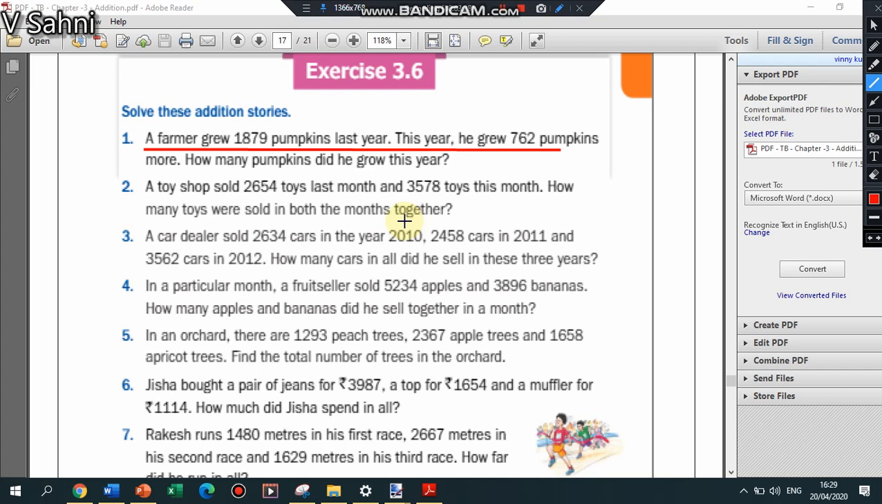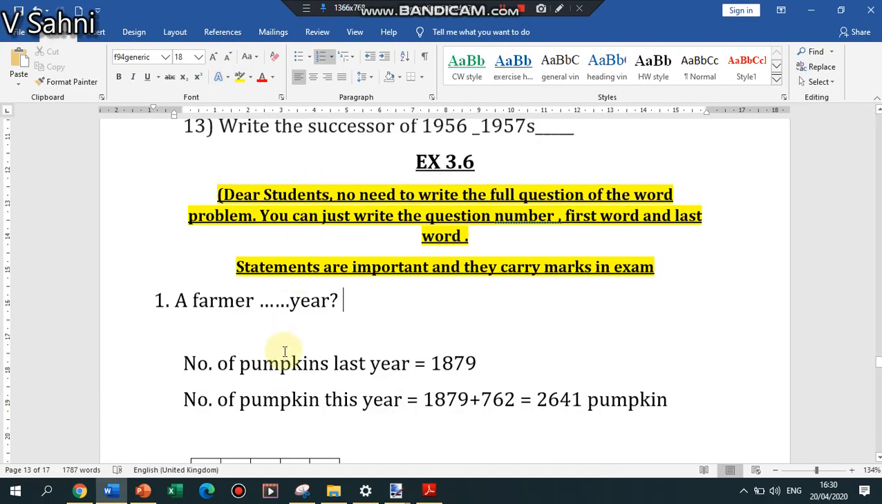It is as good as saying that if you have 10 rupees today and your mother has given you 2 rupees more. Let's consider this as an example. Already you have 10 rupees, and now today your mother gave you 2 rupees more. So in total how much money do you have? Yes, 10 plus 2, that is 12. Very good. Similarly, this is the same concept: a farmer grew 1879 pumpkins last year, and this year he has grown 762 more. So initially he had this number, and now he has this number. So in total how much will he have? We will be doing addition.